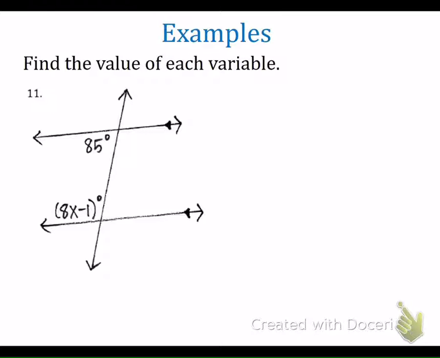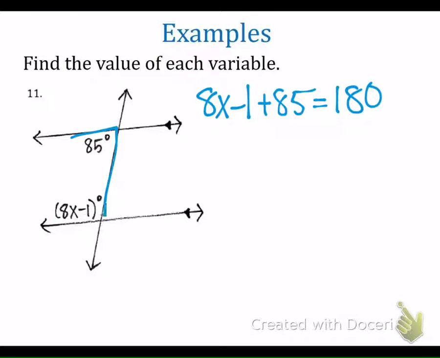All right. These two are what? Same side interior. Same side interior are what? Corresponding? No. They add to 180. So I need to do 8x minus 1 plus 85, or you could do 85 plus 8x minus 1. Same thing. Equals 180. Again, the same side interior is the one you want to keep an eye out for.